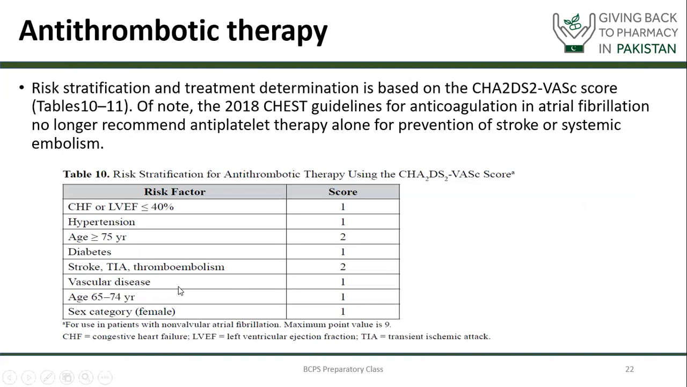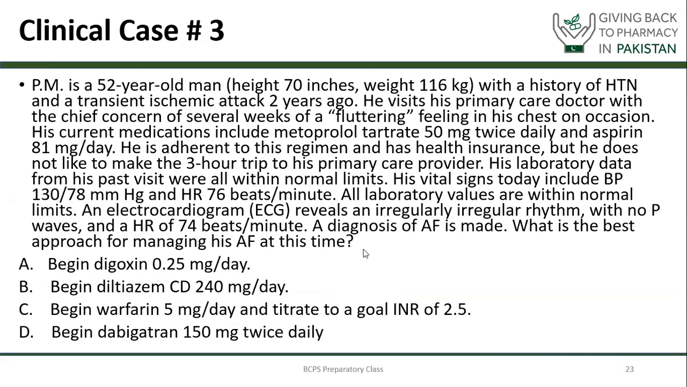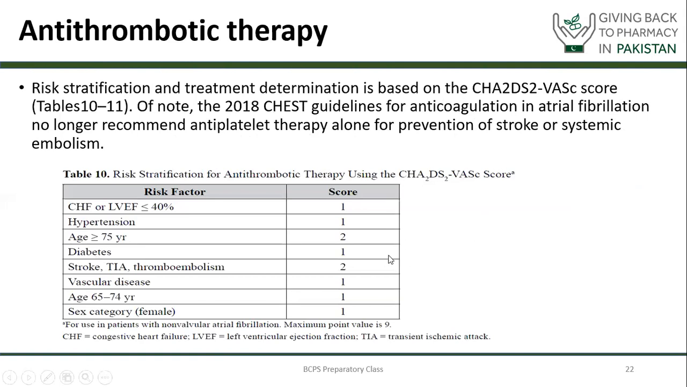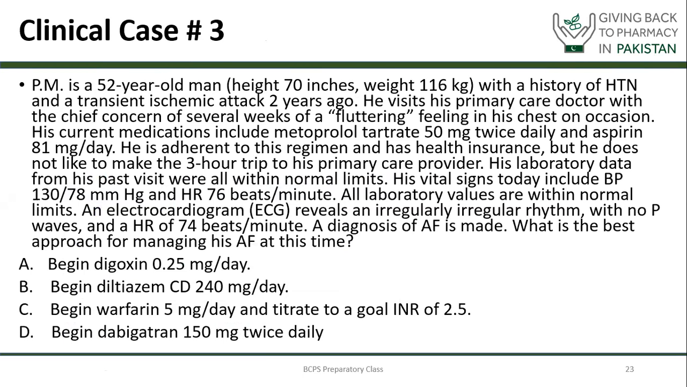Age 65 to 74? No. Congestive heart failure, left ventricular ejection fraction less than 40%? This patient has hypertension, but not heart failure, so no point for this. Hypertension: he has a history of hypertension, so that is 1 score. For age, there is no score. The other thing, the patient has a transient ischemic attack 2 years ago, so that means 2 scores for this. The patient has already got 3 scores, so it means that you have to start the anticoagulation therapy.